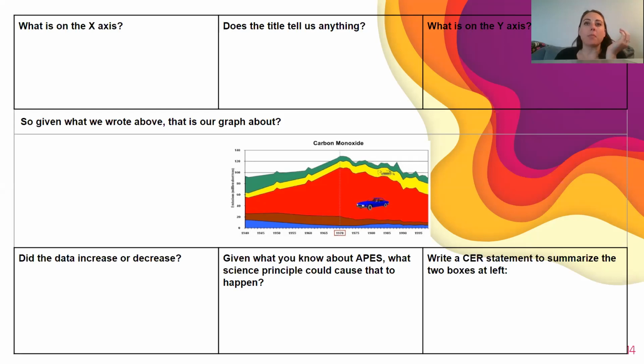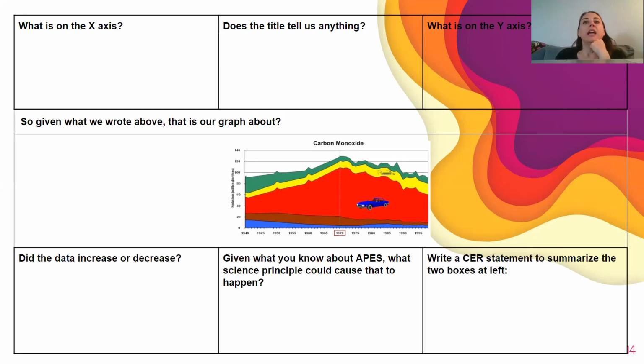So my claim is that carbon monoxide emissions declined. In 1970, they were at 125 million short tons. In 2000, they were at maybe 95 or 90 million short tons. So that's my claim that they decreased. That's my evidence, the numbers.